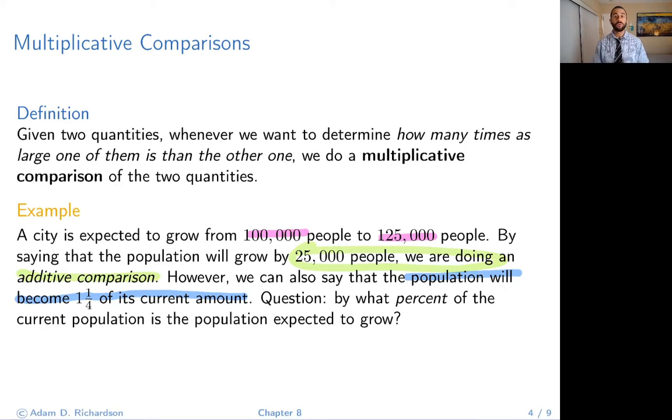So that's another way of looking at this growth and comparing it, right? Maybe 25,000 people isn't exactly what we care about. Maybe what we care about is basically the growth factor, right? How much is it growing by? That's the idea. So here's the next question. By what percent of the current population is the population expected to grow? Go ahead and take a moment, think about that, and see if you can figure it out.